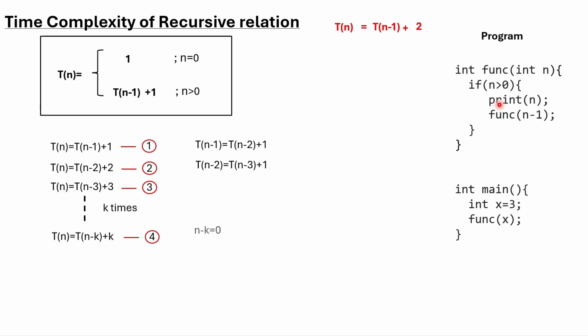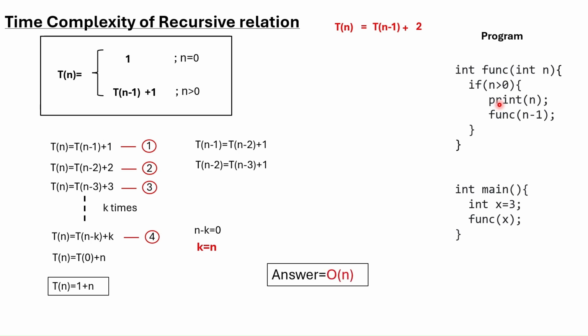When it reaches 0, we get n minus k equals 0, and we get k equals n. Now we will put this value of k equals n in equation 4. We get T(n) = T(0) + n. And now we know that the value of T(0) is 1. So we successfully solved this recurrence relation. We get T(n) = 1 + n. So we get a time complexity of O(n).